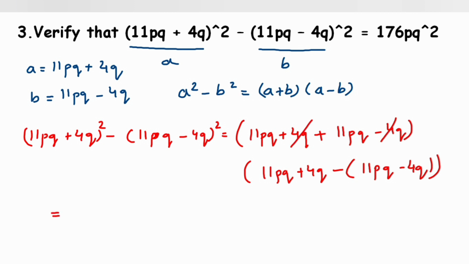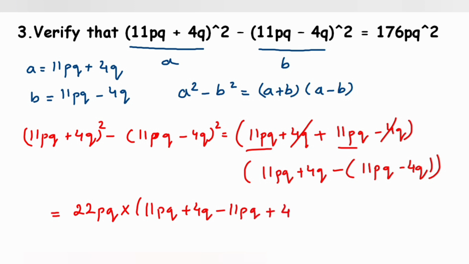We'll get here 11pq plus 11pq. When you add up, we'll get 22pq. I'm just adding up directly 11pq and 11pq, which is 22pq. Now in the second bracket we have to open the brackets, so we'll get 11pq plus 4q. Open this bracket, we have to multiply with a minus sign, so minus into 11pq is minus 11pq, and then minus into minus is plus, then we'll get 4q.